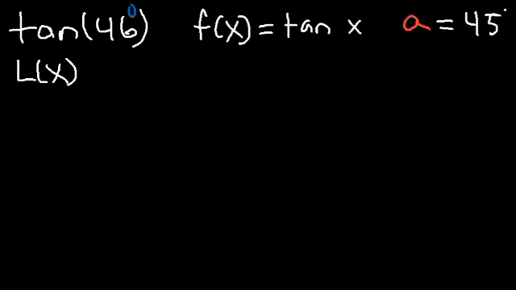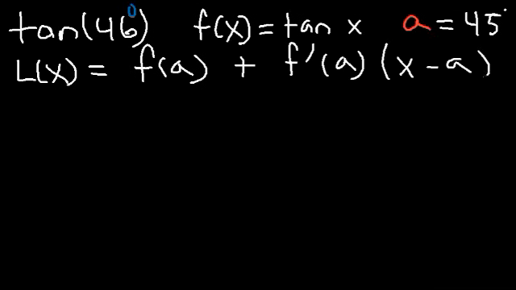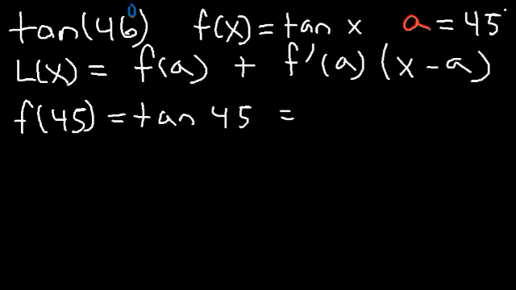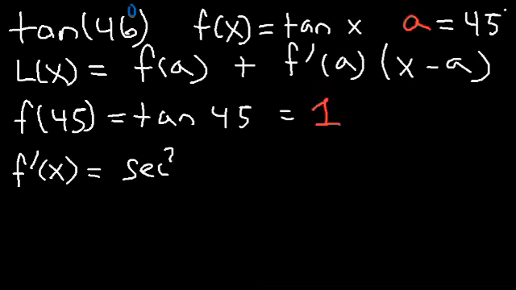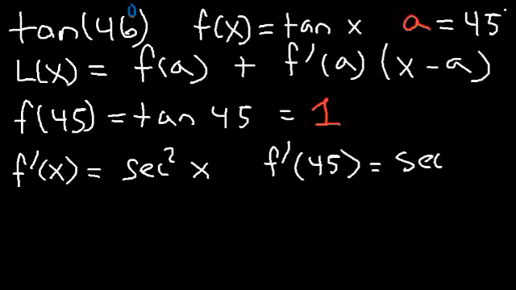L of x is going to be equal to f of a plus f prime of a times x minus a. So f of a, or f of 45, is tan 45, which we said is equal to 1. Now we need to find f prime of a. f prime of x, the derivative of tangent x, is secant squared. And so f prime of a, or f prime of 45, is secant squared 45.